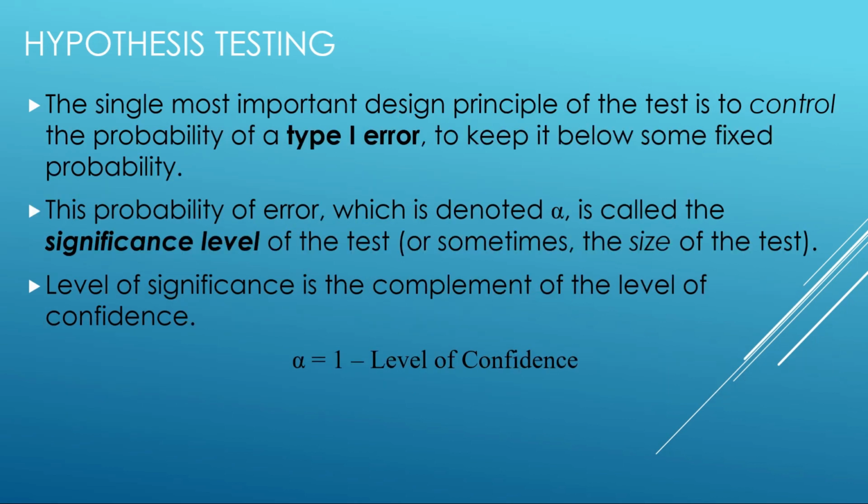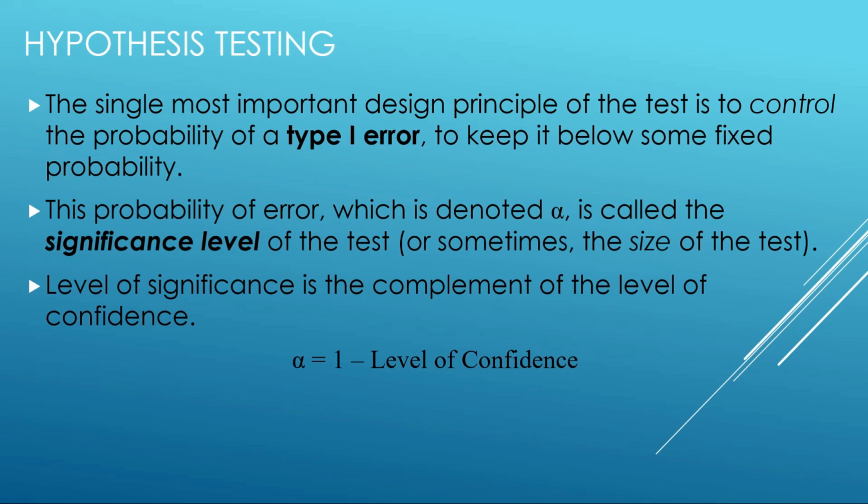The single most important decision principle of the test is to control the probability of type 1 error to keep it below some fixed probability. So when we design a test, our objective is to keep the type 1 error in control, meaning that it should be below some fixed probability. This probability of error, which is denoted alpha, is called the significance level of the test.